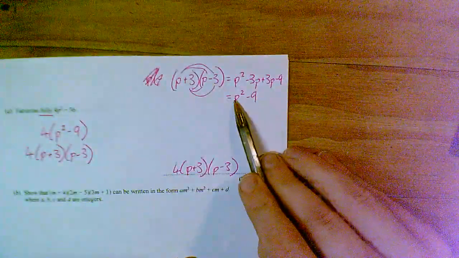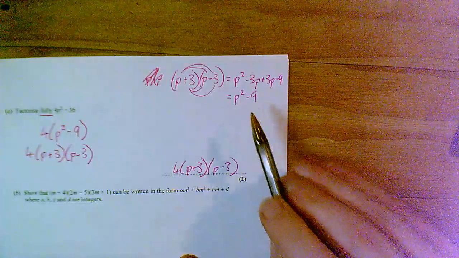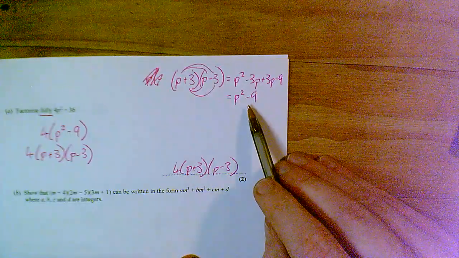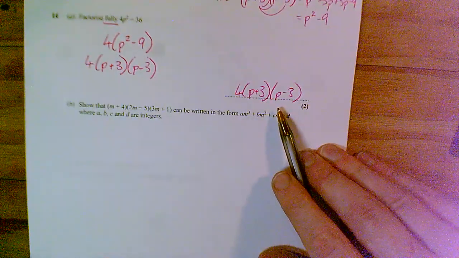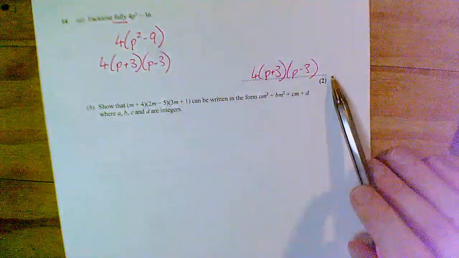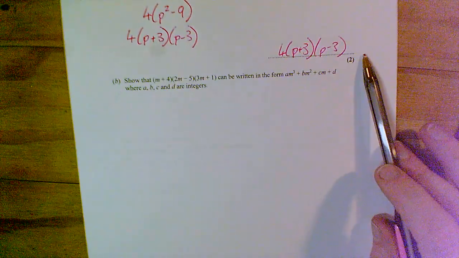If you end up with a square, subtract a square, difference of two squares, you've got to look out for this. They'll throw one in there somewhere, and hopefully it'll just be a little one like this where you'll only lose 1 mark if you don't spot it.